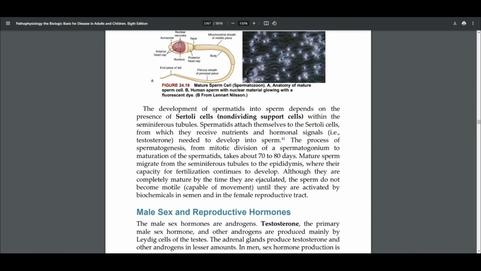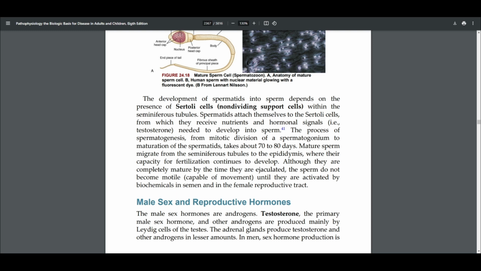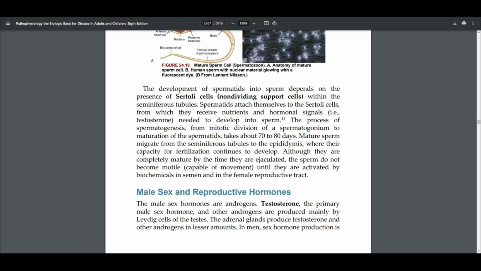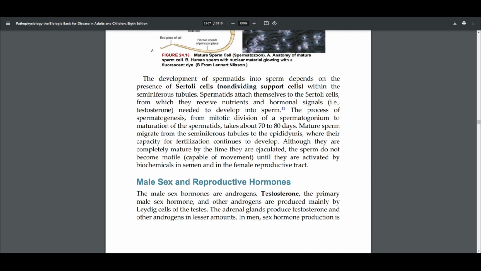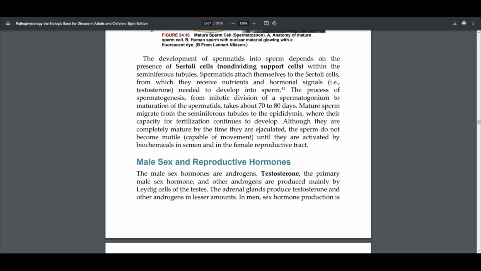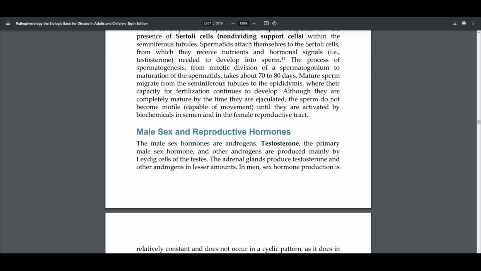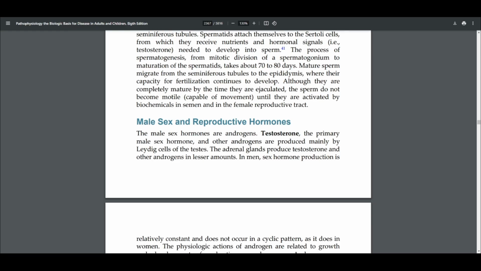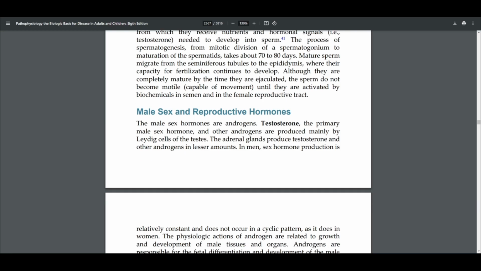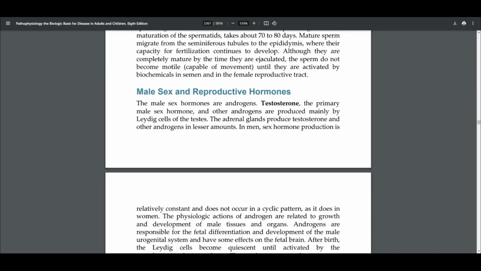Although they are completely mature by the time they are ejaculated, the sperm do not become motile until they are activated by biochemicals in semen and in the female reproductive tract. So, male sex and reproductive hormones. The male sex hormones are androgens. Testosterone, the primary male sex hormone, and the other androgens are produced mainly by Leydig cells of the testes. The adrenal glands produce testosterone and other androgens in lesser amounts.